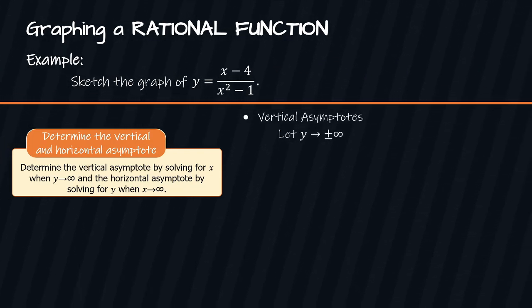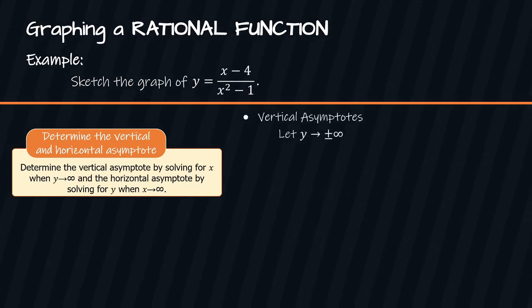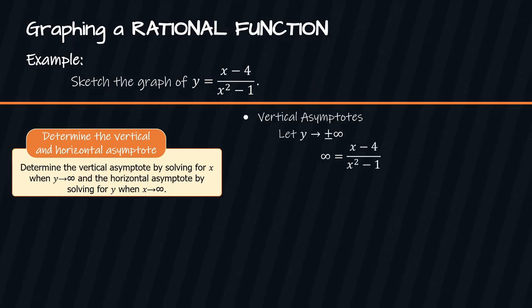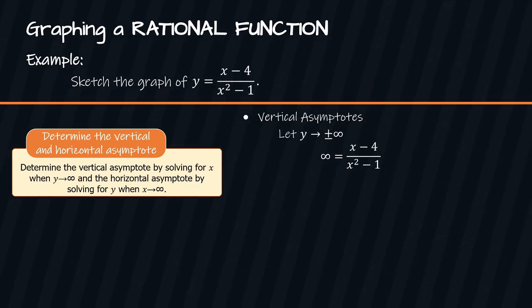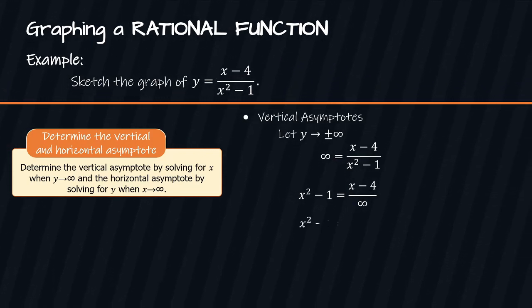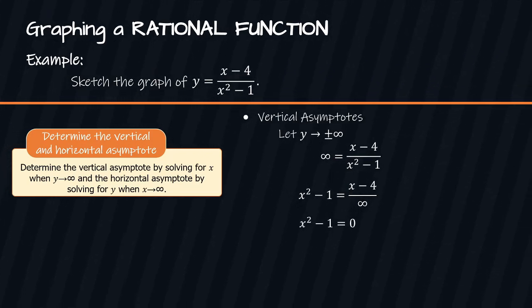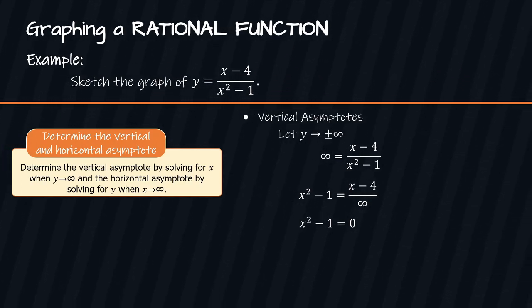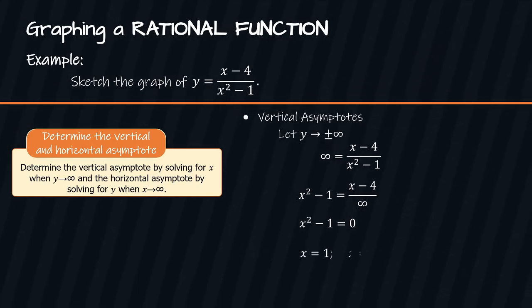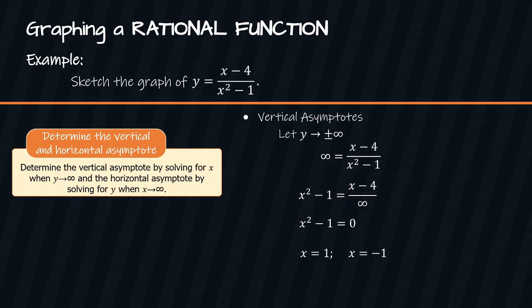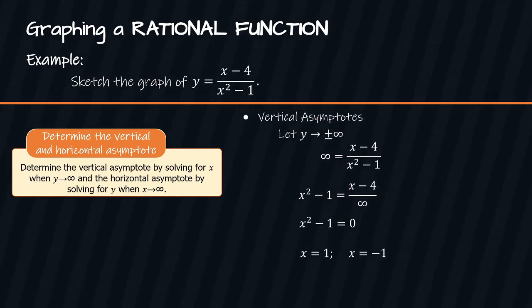So let y approach positive or negative infinity. As y approaches infinity, by cross multiplication, we will get x squared minus 1 equals 0. So finding the roots of x squared minus 1, recall the curve gets nearer to the asymptotes.